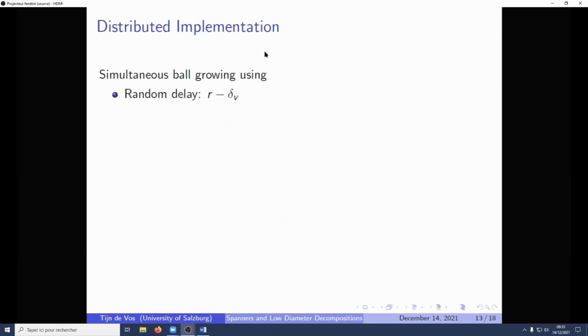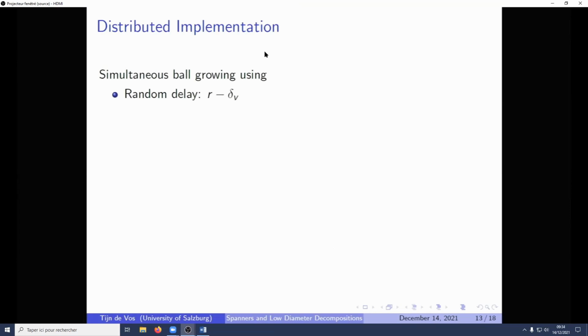Now, if you want to do this distributedly, of course, we don't want to do it sequentially. That's going to be really, really slow. If you first grow one cluster and then the next, it's going to take forever. Instead, we want to grow multiple clusters simultaneously. And we do this with a random delay. The idea is that they don't start all at the same time, but there's a random delay or random shift at which they start. And if you pick those correctly, then it all goes well.